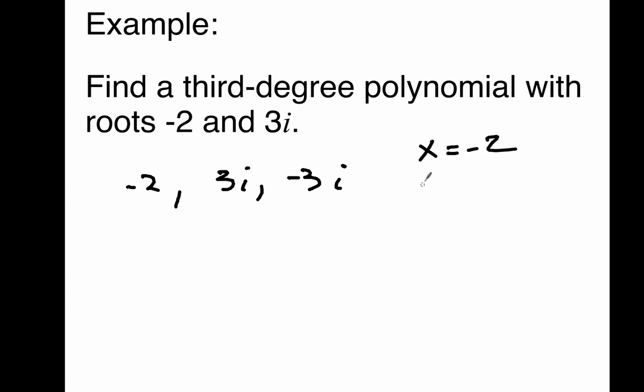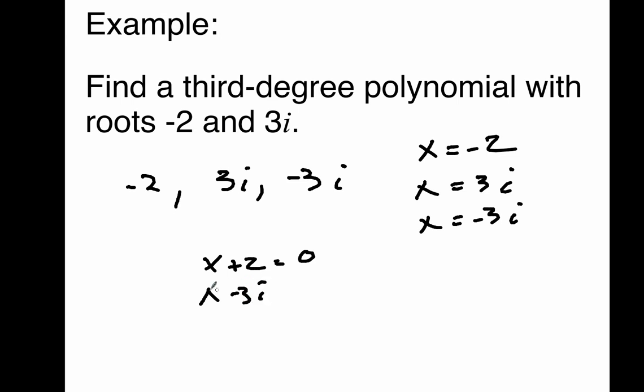Well, again, if x equals -2, 3i, and -3i, the factors are x plus 2 equals 0, x minus 3i equals 0, and x plus 3i equals 0. I said equals 3, excuse me. So these are the 3 factors. So if I wanted to write a third degree polynomial equation, I would write it like this.